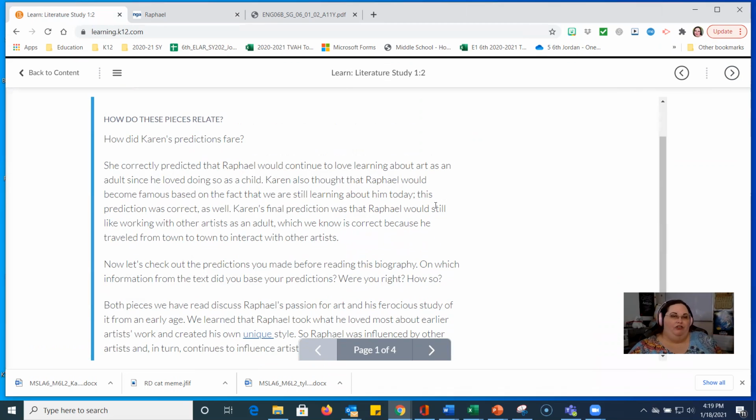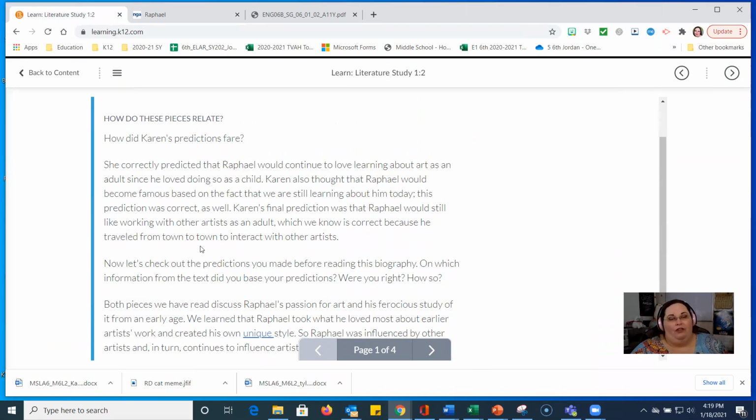How did Karen's predictions fare? She correctly predicted that Raphael would continue to love learning about art as an adult, since he loved doing so as a child. Karen also thought that Raphael would become famous based on the fact that we are still learning about him today. This prediction was correct as well. Karen's final prediction was that Raphael would still like working with other artists as an adult, which we know is correct because he traveled from town to town to interact with other artists.